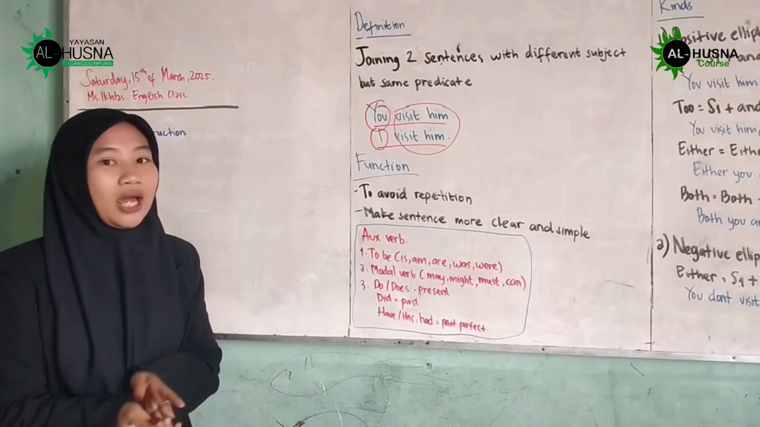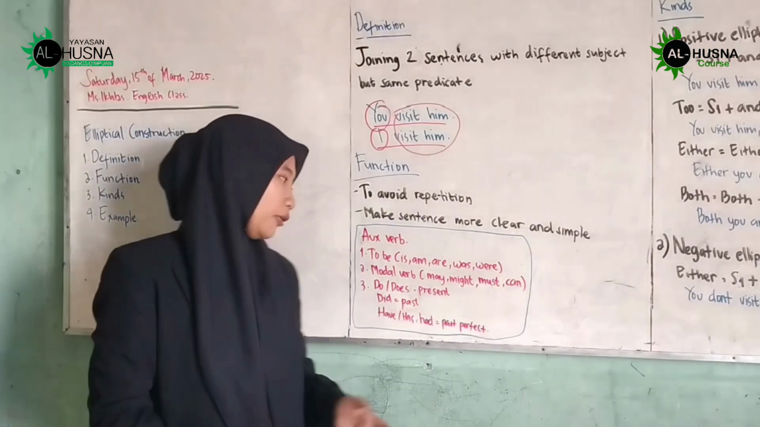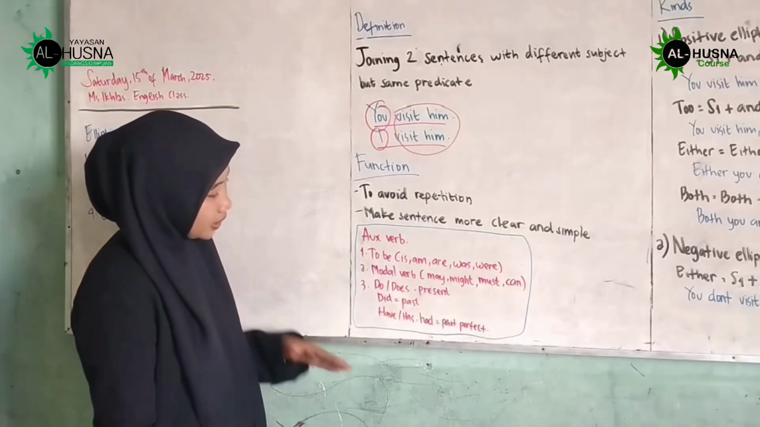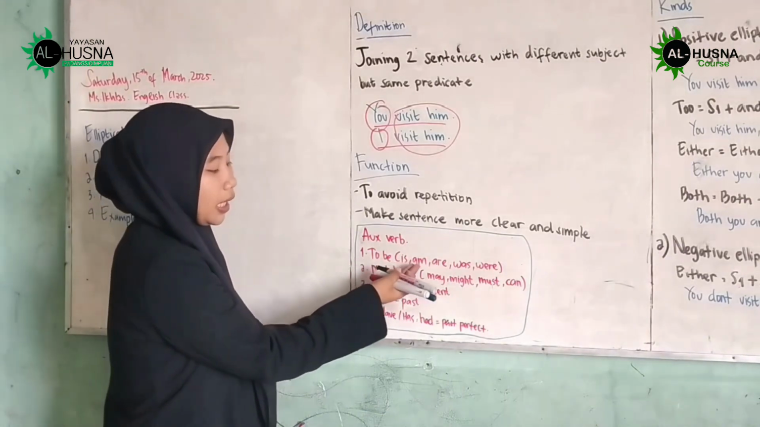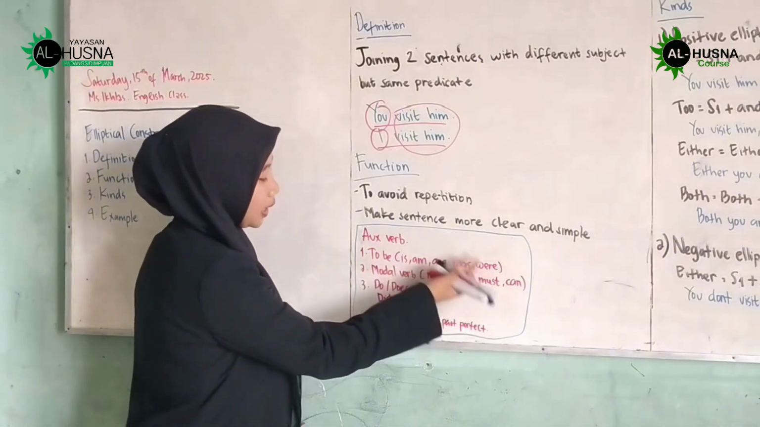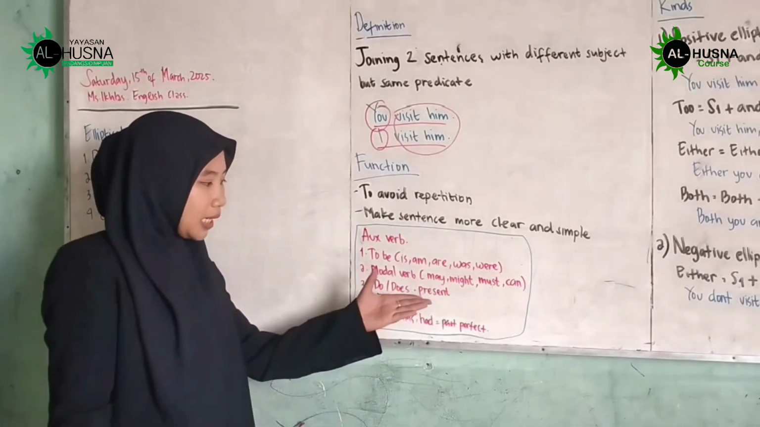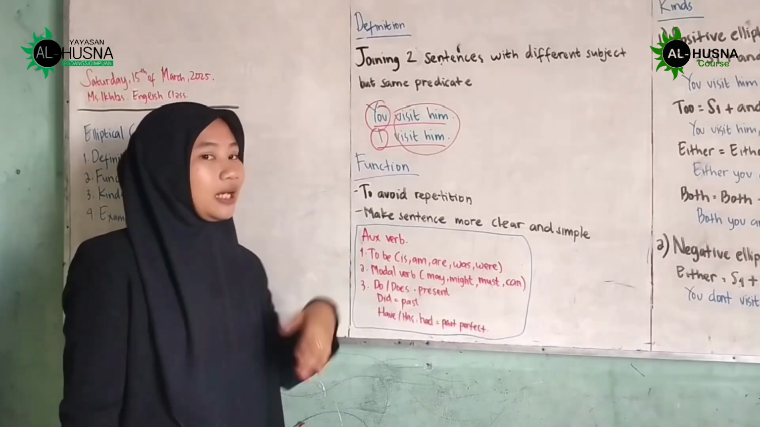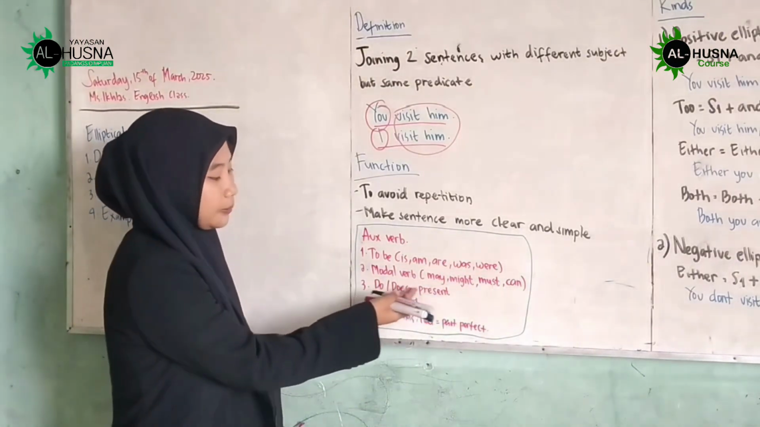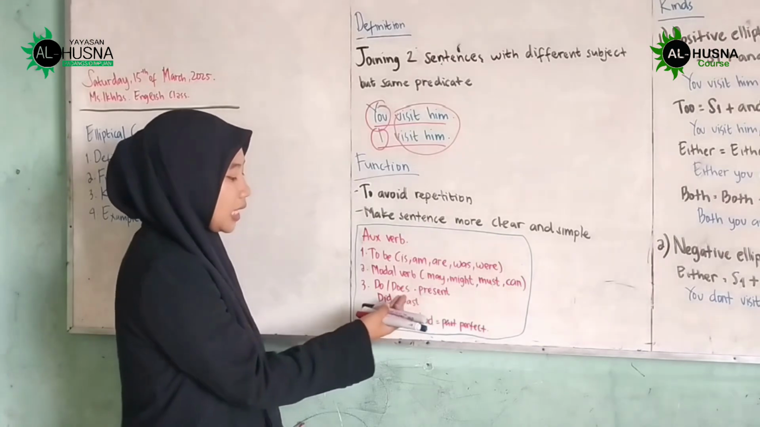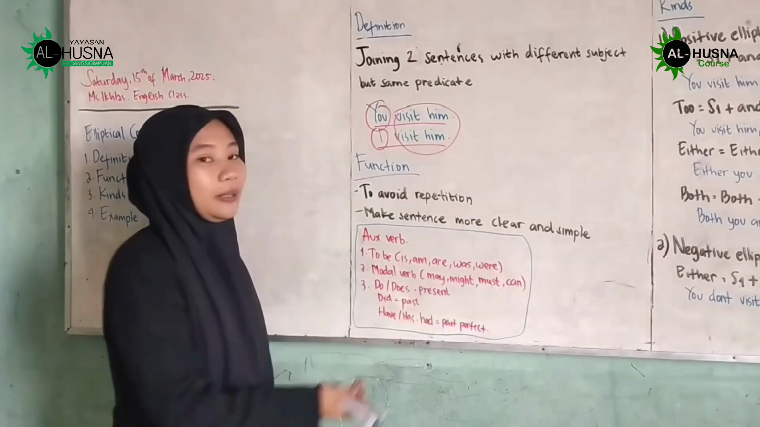Before going further, we have to know about auxiliaries first. Auxiliary verbs are such as to be: is, am, are, was, and were. Modal verbs such as may, might, must, and can. And next, there are do, does in present, did in past, have, has, had in past perfect.